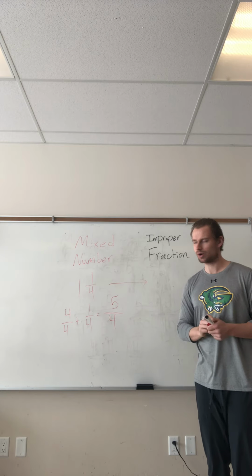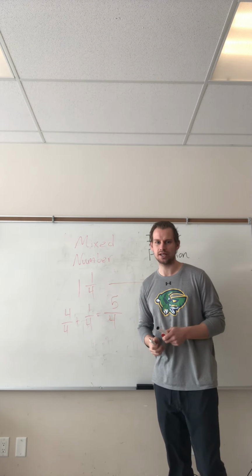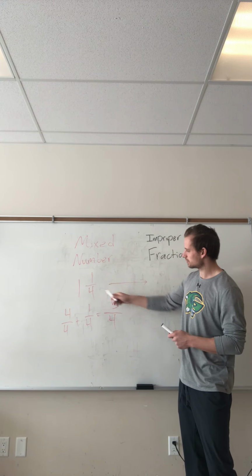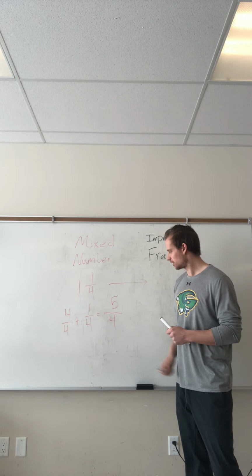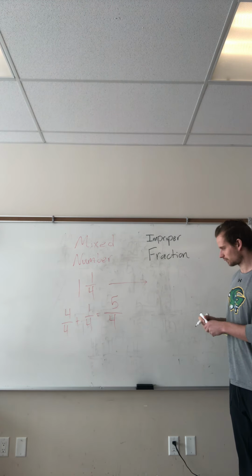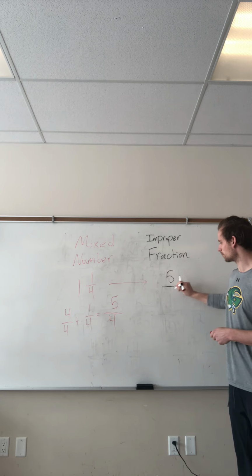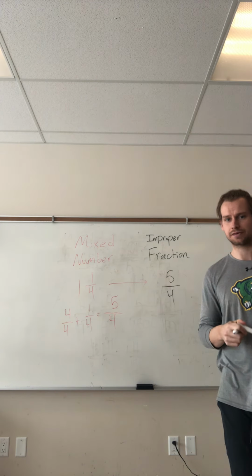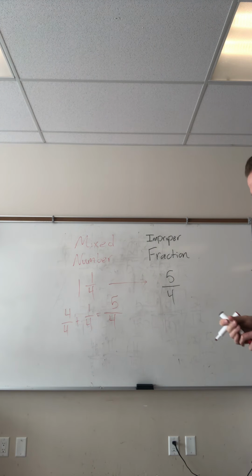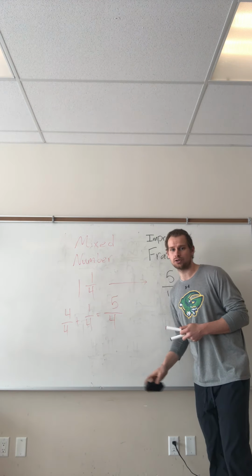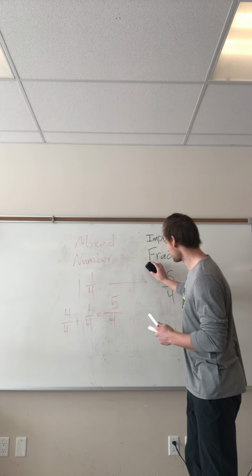So method number 1 is to change your whole number to a fraction. So we've done that here. Our mixed number, which was 1 and 1/4, changes to 5 over 4, our improper fraction. Okay, so there's the first way of doing it. I'll leave that there for a second so you can take that down. Please jot down those notes. You can also pause the video if you need a little bit extra time.